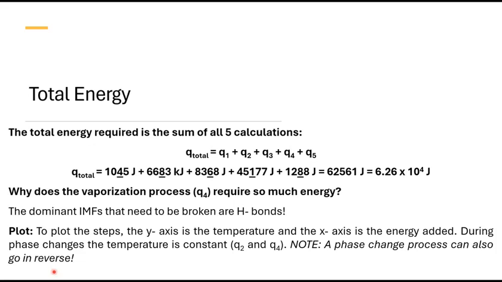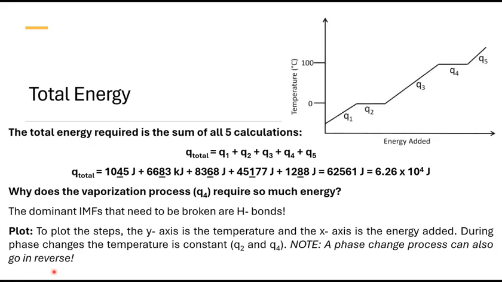Now to plot. To plot the steps, the y-axis is the temperature and the x-axis is the energy added. So here is our y-axis, temperature, and here is our energy added. Key temperatures that we want to make sure to include will be the freezing point and the boiling point. But we started below freezing and we had to heat up our solid, that's Q1. Then at Q2, the temperature stays constant, it's a plateau, because that's the phase change.